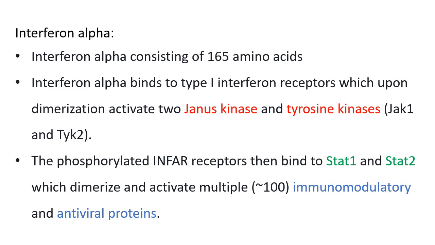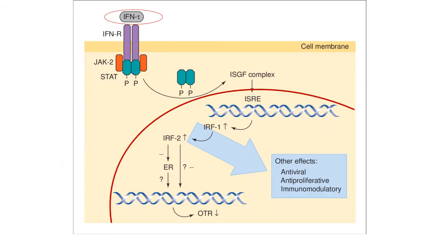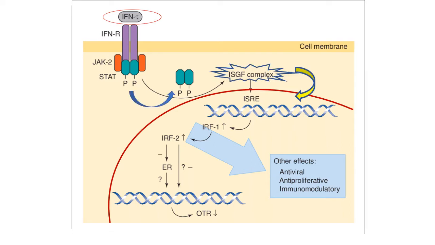So first, interferon alpha. Interferon alpha consists of 165 amino acids. It binds to the type 1 interferon receptor and activates the JAK-STAT pathway. It inhibits viral production, with translocation of the ISGF complex, which initiates the antiviral proteins.